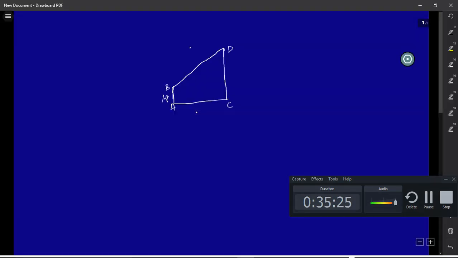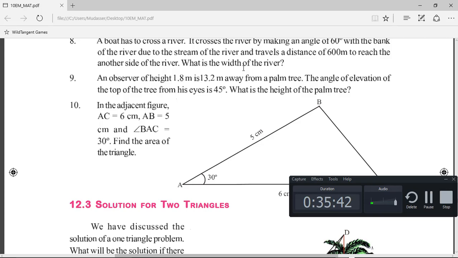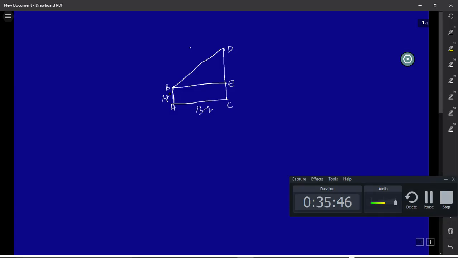Height of the observer is 1.8 meter, and this guy is 13.2 meter away from the palm tree. So I'll just go ahead and draw a line parallel to the ground here. Let me just name this point as E. In the question, it's asking us to find out the height of the palm tree, and the angle of elevation from the top of this guy's eyes to the top of the tree. This elevation, it says that it is 45 degree.